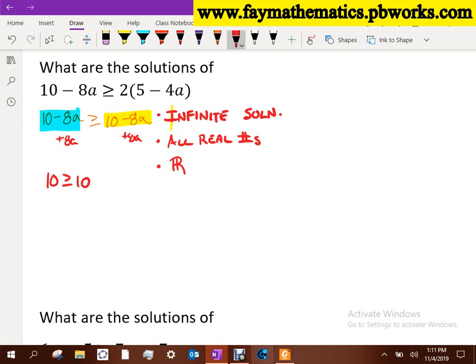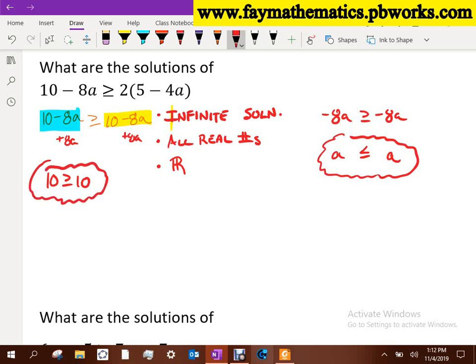Okay. Some people might have taken this and said, well, I'm going to subtract 10 from both sides. So you get negative 8A is greater than or equal to negative 8A. Okay? You can stop there and say infinite solutions, or you can divide by negative 8. If I divide by negative 8, I'm going to get A to be less than or equal to A, right? Does that make sense? So I'm just trying to give you guys different places you can stop, so you can make an argument about what's going on here.